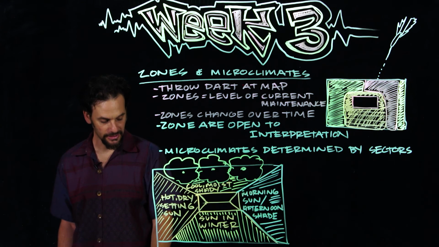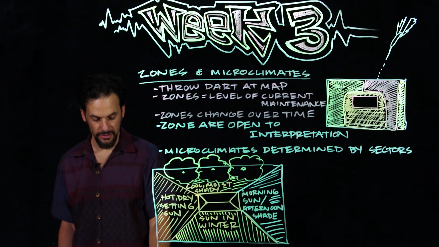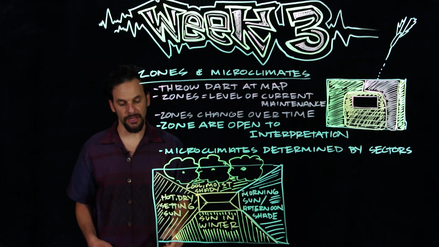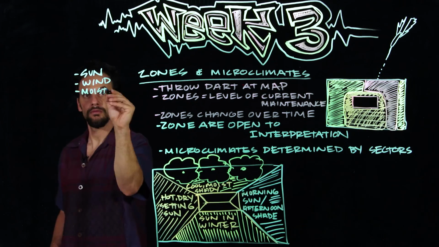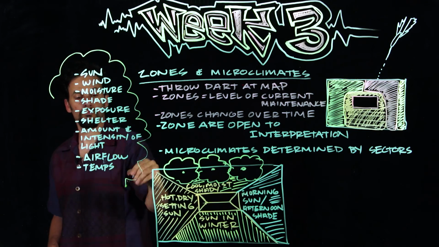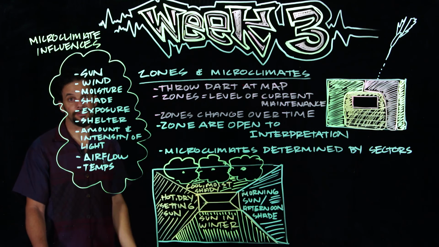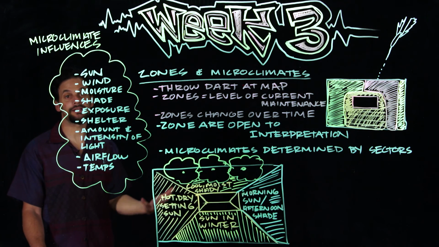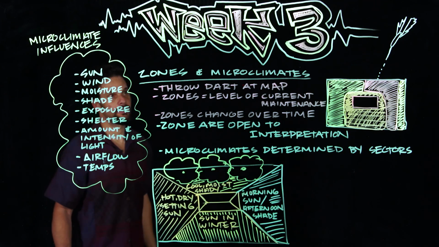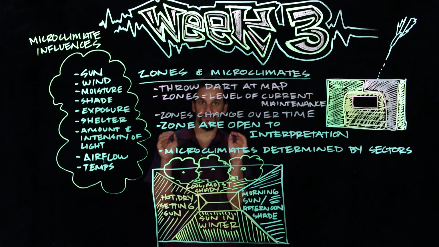And I'm just going to list out some of the different elements that might influence your microclimate, some of the things that might determine the microclimates on your site. Right, so here's some of your microclimate influences: sun, wind, moisture, shade, exposure, shelter, amount and intensity of light, airflow, and temps.